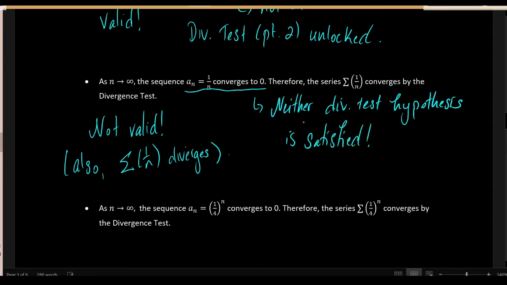Because neither divergence test hypothesis is satisfied, this theorem is still locked. It is completely useless to us in this problem, and we need to throw it away and not use it in this problem at all. Div test is locked. We can't use it even slightly.